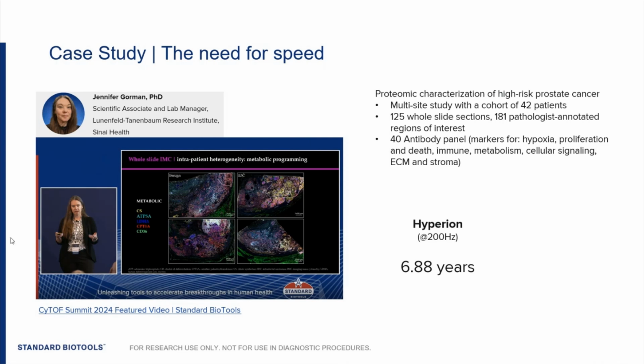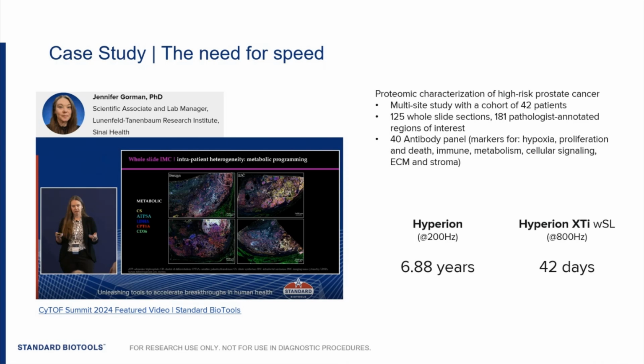But with our latest Hyperion XTi instrument, including the new slide loader, it actually only took them about 42 days to collect and process all of this data. So again, that's 125 whole slide sections, each of them stained with a 40 antibody panel. This example is really important to highlight because if we want to answer questions within spatial biology, high parameter targets and high throughput processing of samples are two key fundamentals that will drive biological insights.